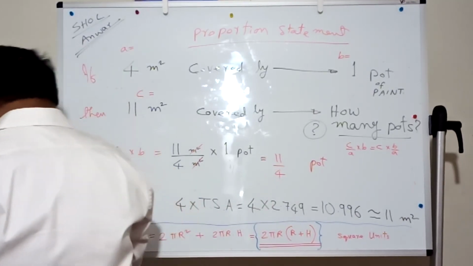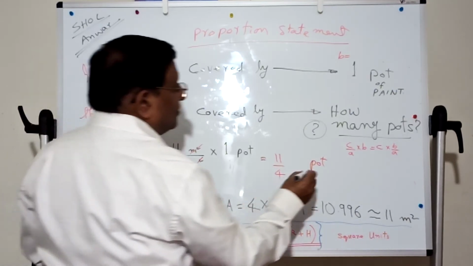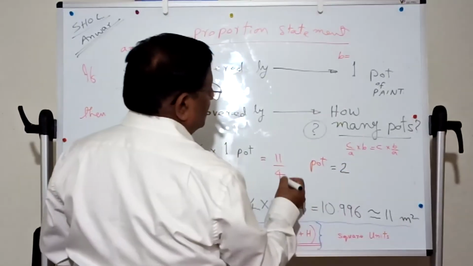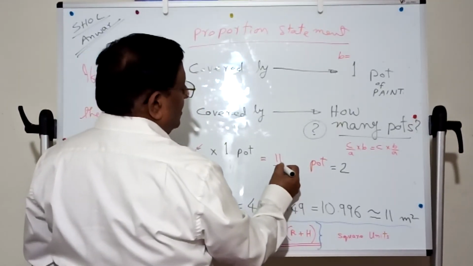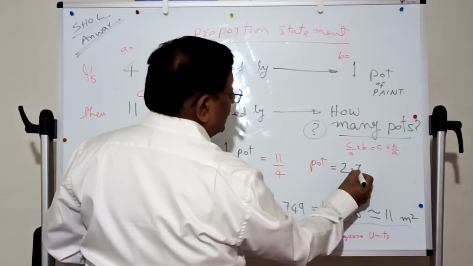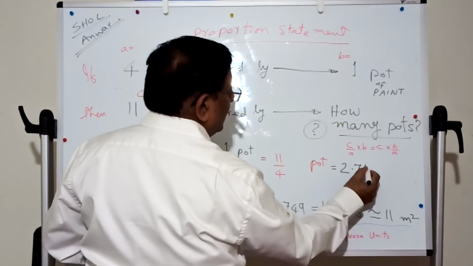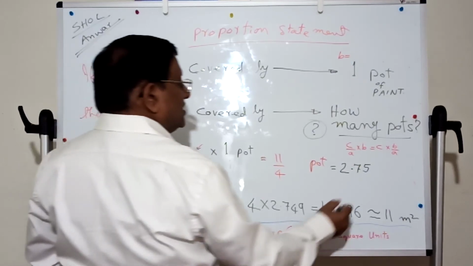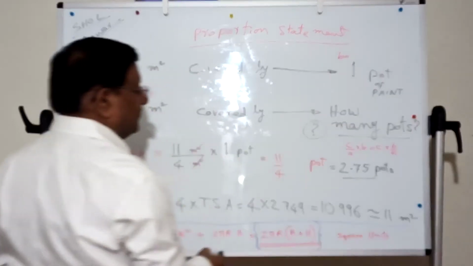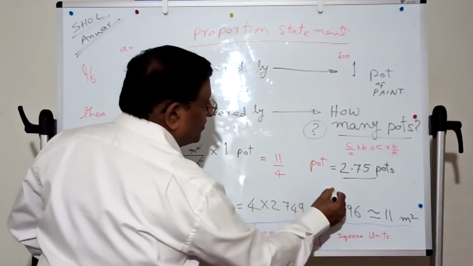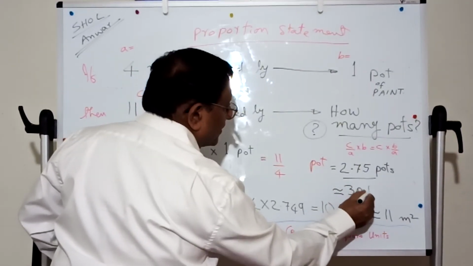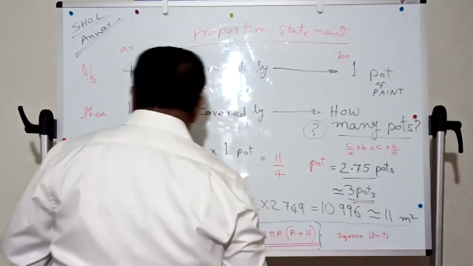11 over 4, you can just do it mentally. 4 goes into 11 only 2 times, because 3 times means 12. And 4 times 2 is 8, 3 is there, so decimal, then 7, 7 4s are 28, and then 5. Okay, 2.75 parts, and you cannot get fractional parts, 0.75. So you have to go to the next higher number, that is approximately 3 parts are needed. That is the answer.